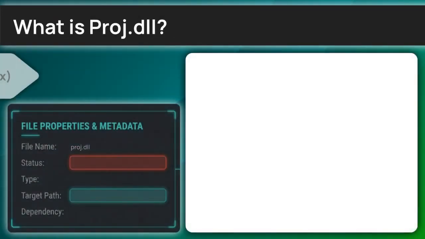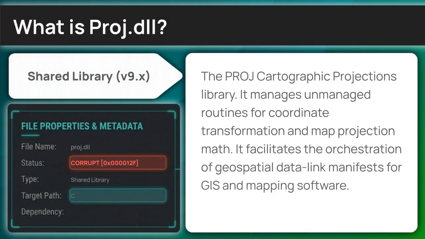This is the PROJ library, the PROJ Cartographic Projections library. It manages unmanaged routines for coordinate transformation and map projection math. It facilitates the orchestration of geospatial data link manifests for GIS and mapping software.